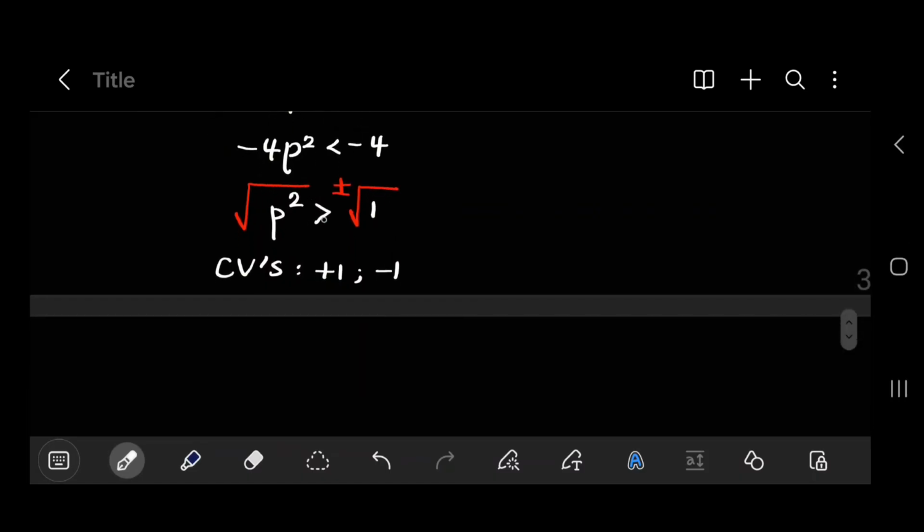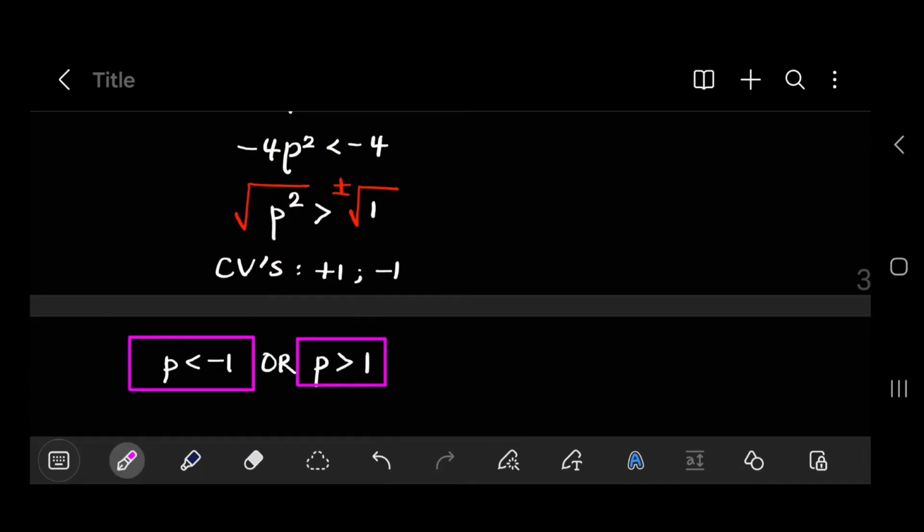Since in the question we ended up with a greater than sign, we have two separate answers. That means that p is less than the smaller value, or p is greater than the bigger value. So whenever you end up with a greater than sign, your answer is always two separate answers, where the variable is less than the smaller value, or it is greater than the bigger value. So those are the answers to this question.